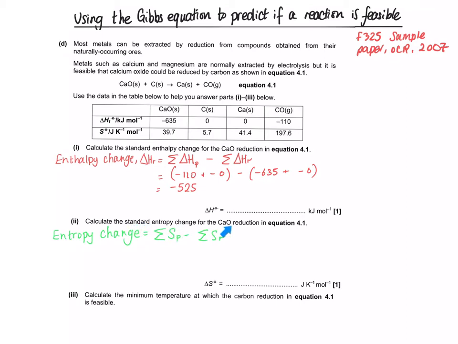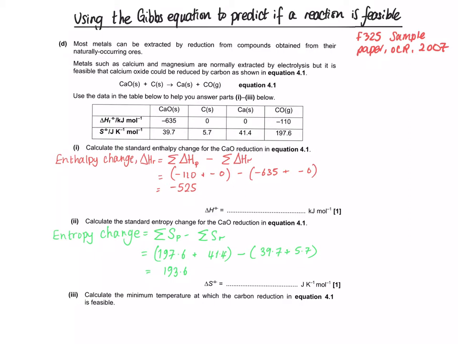Calculate the standard entropy change for the calcium oxide reduction. So the entropy change is the products minus the reactants. The entropy of the products is CO, which is 197.6, plus 41.4, which is calcium. We get that from the table. Minus the entropies of the reactants, which is CaO, which is 39.7, added to carbon, which is 5.7. And if you put these numbers in, you get the answer to be 193.6.